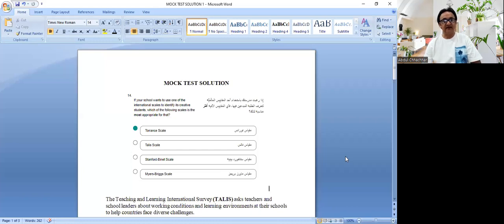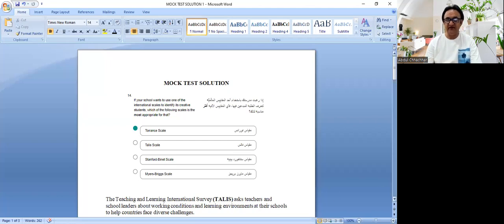So the first question, as you can see here: if your school wants to use an international scale to identify its creative students, which of the following scales is the most appropriate? Okay, so four scales have been given. I have chosen the Torrance scale, and the TALIS scale, Stanford scale, and Myers scale. So I'll be giving you a little bit of overview about that.